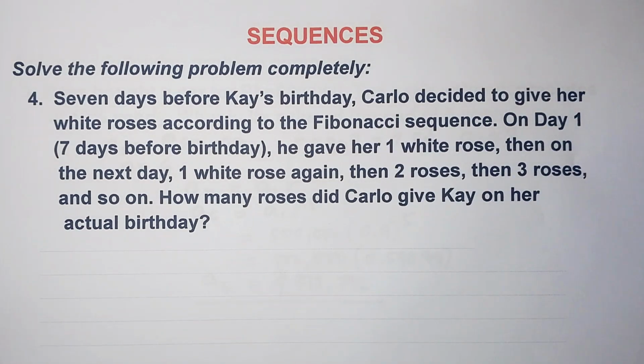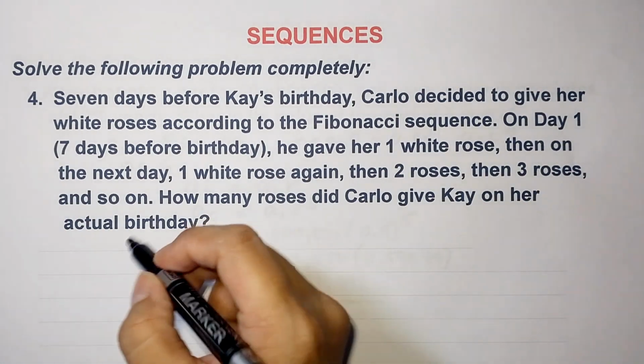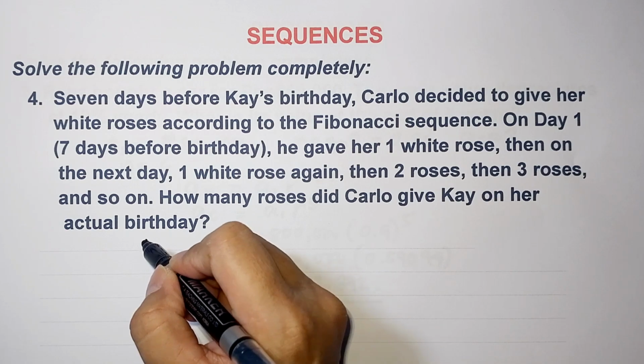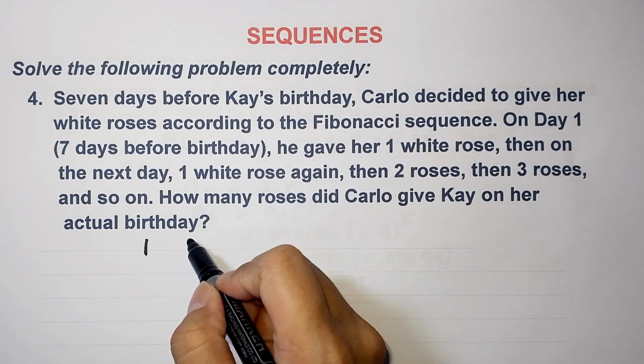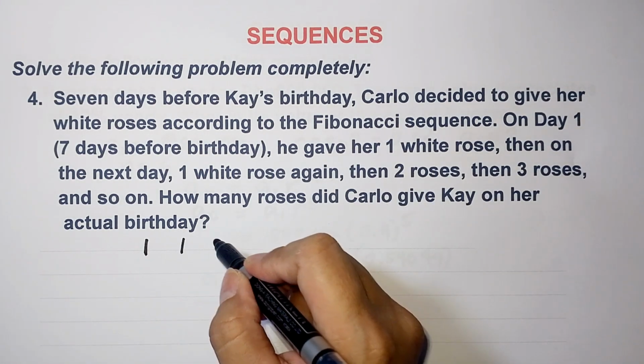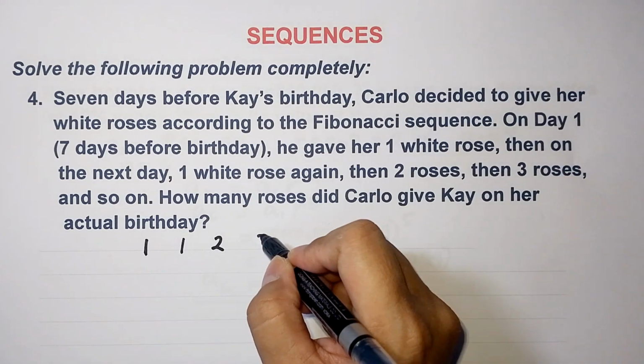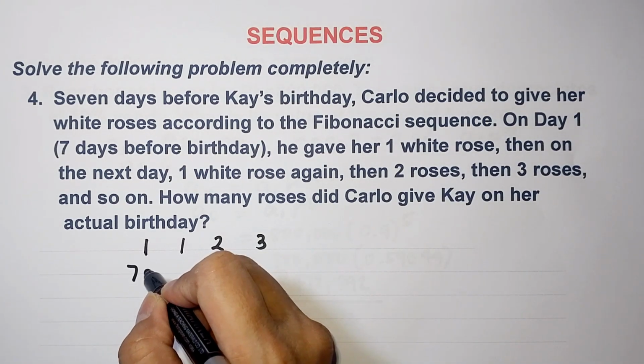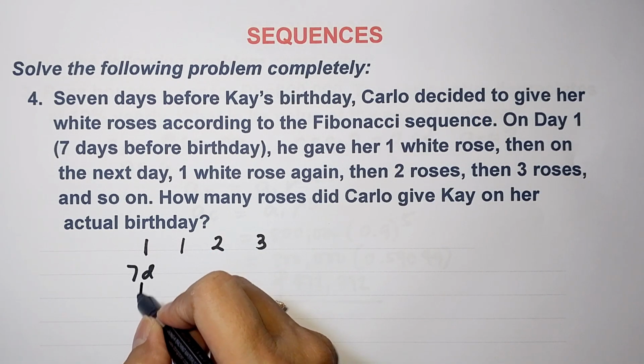We are talking about a Fibonacci sequence, and we are looking for a certain term in this Fibonacci sequence. The question is, what term is it? Does this mean that we are looking for the 7th term? So let's analyze. He started with 1 rose, and then 1 rose again, and then 2 roses, and then 3. This is 7 days before the birthday.